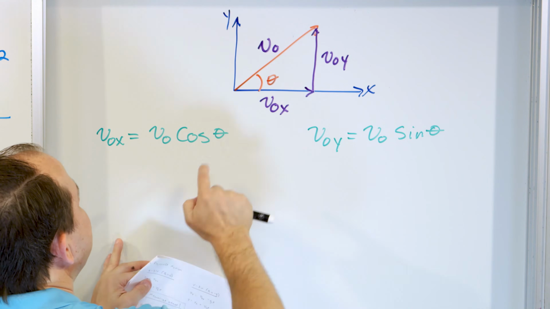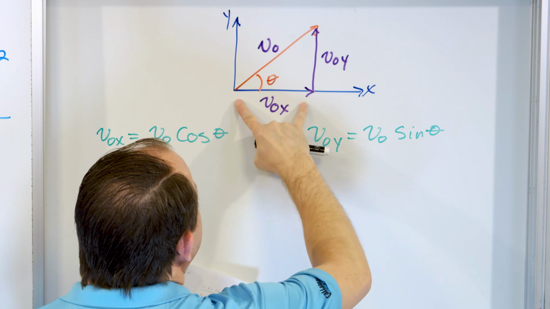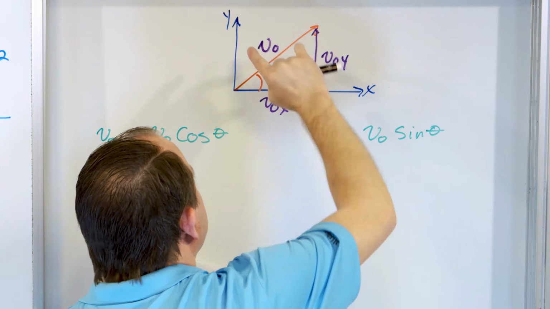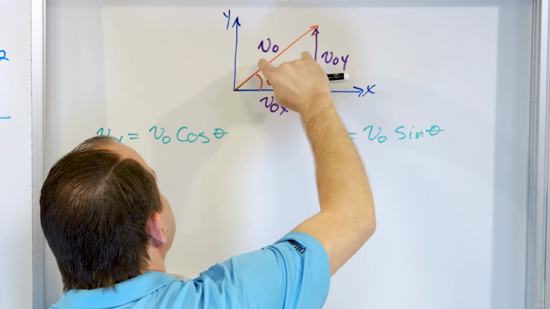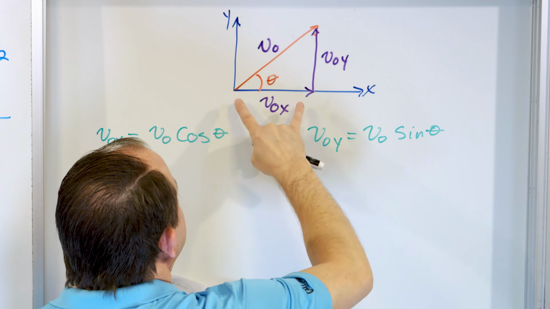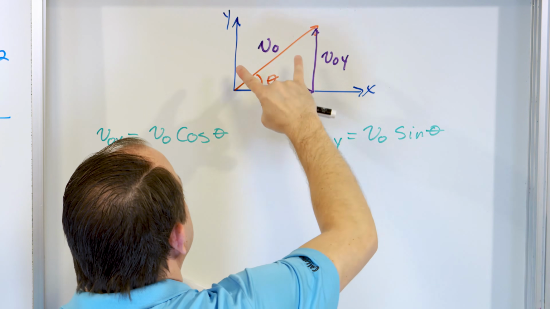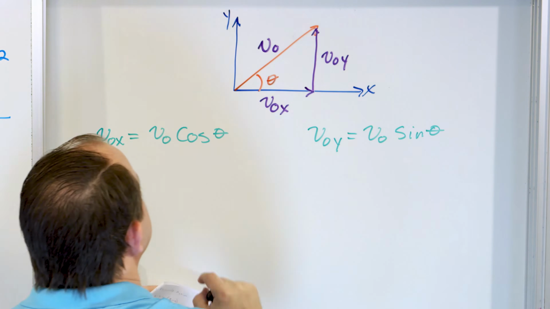So you know that the cosine of an angle is equal to the adjacent side divided by the hypotenuse. So the cosine of this is adjacent over hypotenuse. So then the adjacent side is going to be equal to the hypotenuse times the cosine of theta.